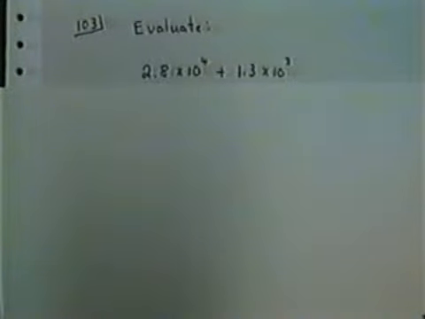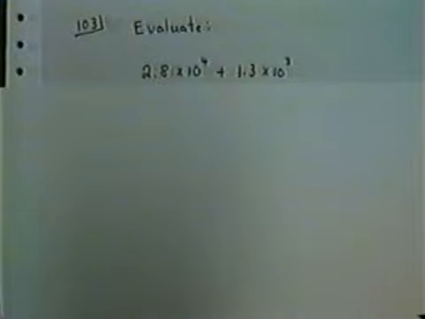You may not have one like this on your homework, but I want you to look at it anyway. Let's look at 2 8/10 times 10 to the 4th plus 1 3/10 times 10 cubed. Here we have addition. We cannot add numbers in scientific notation unless they have common powers.